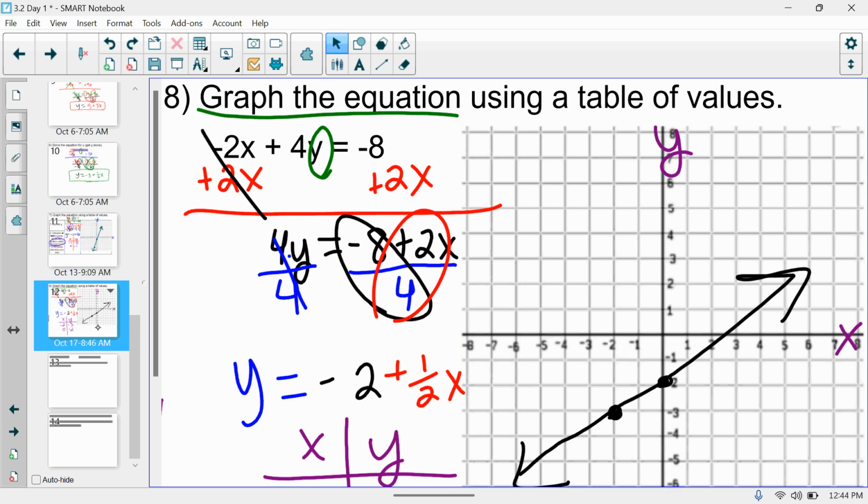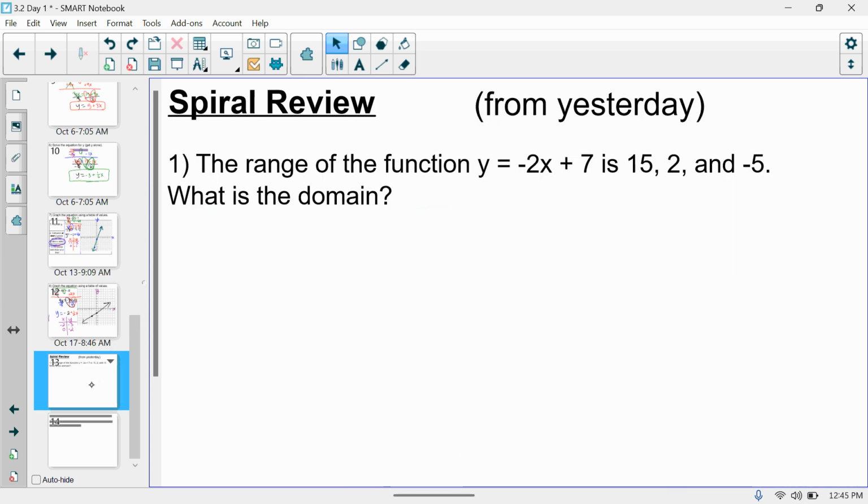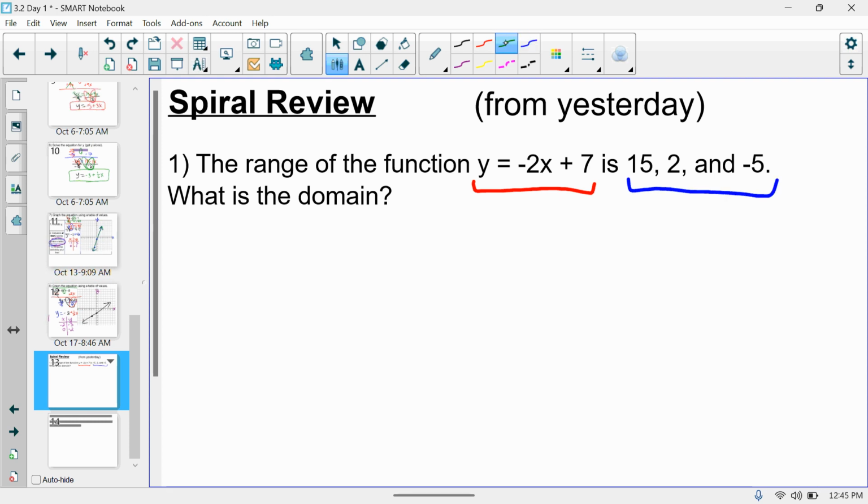Okay, listen how we're going to finish up today. Yesterday, there were a couple of spiral review problems that we didn't do. You can either take out your notes from yesterday or you can just use your space that you have left in the bottom here, okay? We're going to do one of the questions that we skipped from spiral review yesterday, okay? So the range of the function y equals -2x plus 7 is 15, 2, and -5.